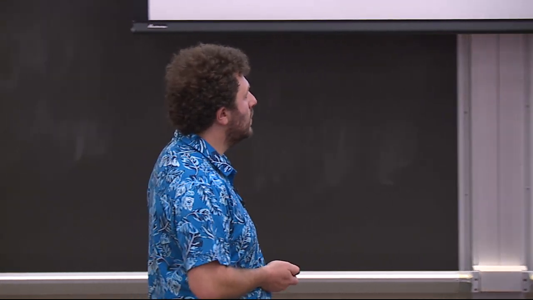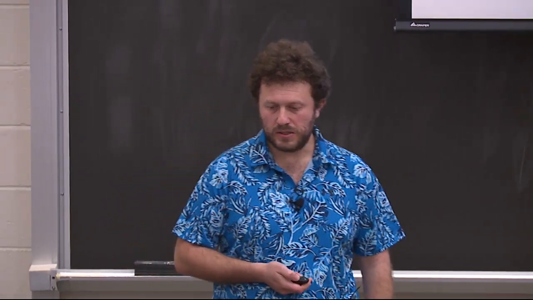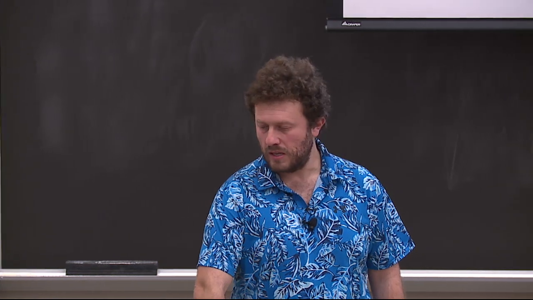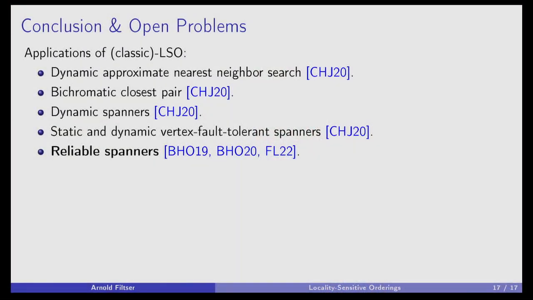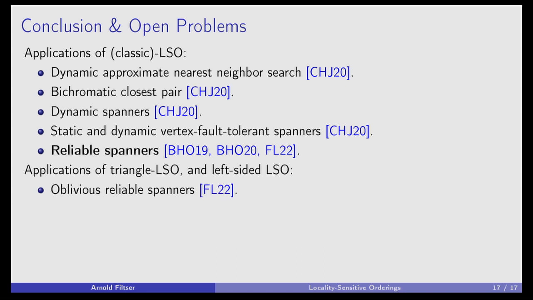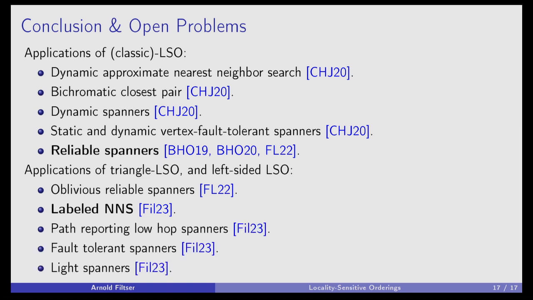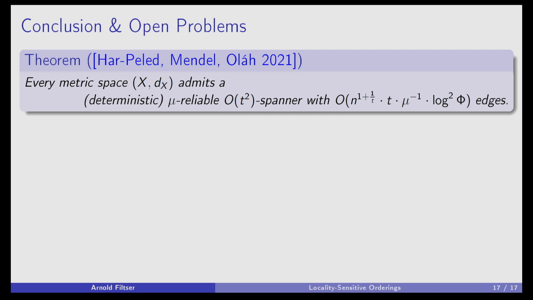Okay. So let me wrap up with some conclusions and open questions. There are applications of this LSO to many dynamic problems, such as nearest neighbor search in Euclidean spaces, closest pair, and the reliable spanners that we discussed, which I guess is the biggest thing that we didn't know how to do before. There are also applications to more level spanners and labeled nearest neighbor search. We have some other types of spanners that we use them for, like fault tolerant, light spanners, and path reporting low hop spanners.